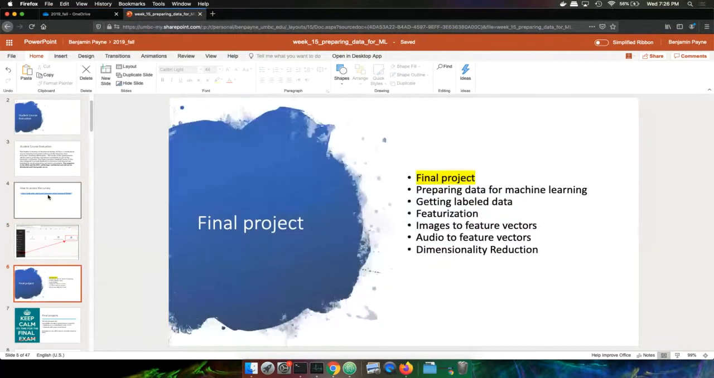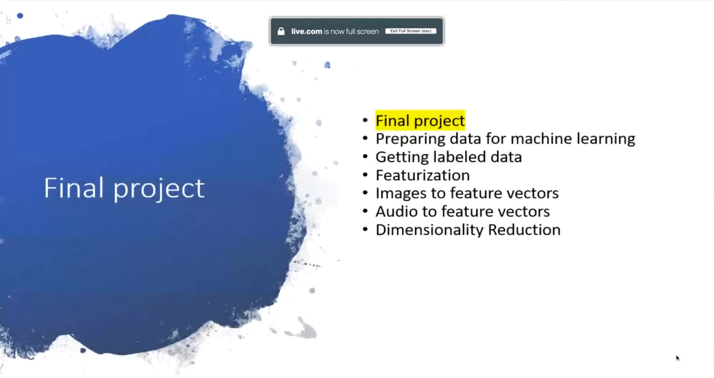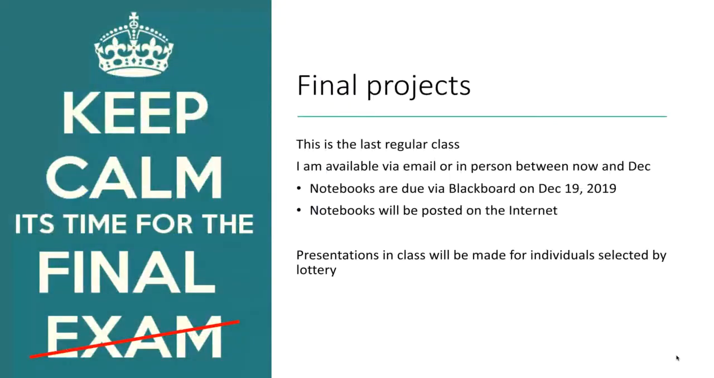All right, so we'll talk a little bit about the final project. I sent out an announcement. It was pointed out to me by a student that one of the dates was wrong for the notebook submission. It is, in fact, December 19th, not what I had posted in the Blackboard. Let's see. Any questions generally on that?